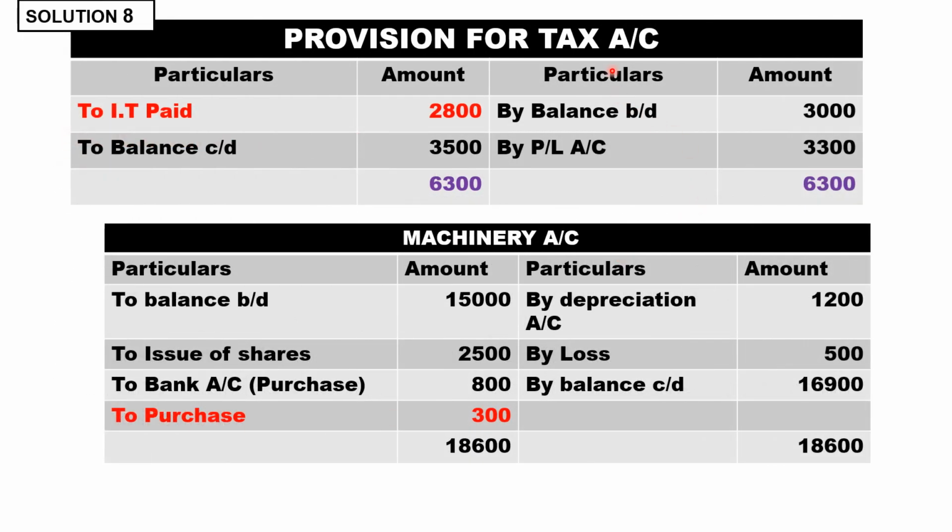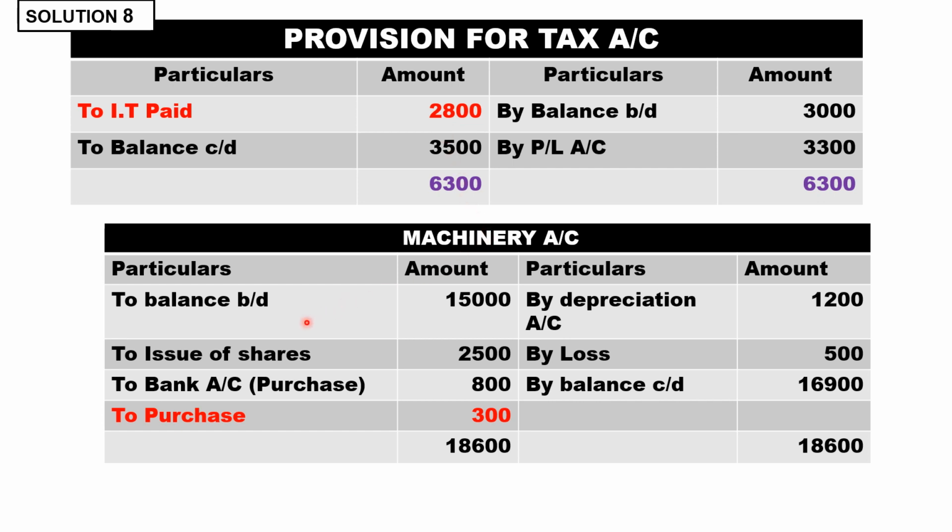Provision for tax account you need to prepare, it's a liability. So by balance brought down 3,000. The new provision created out of profit 3,300. Then on the debit side, to balance carried down. So the difference in figure, 2,800, will be called IT paid. Finance activity you should minus.